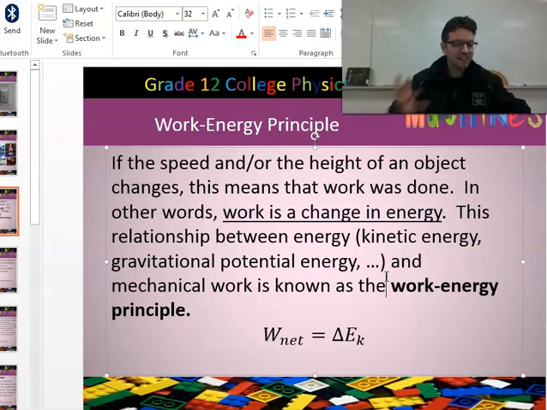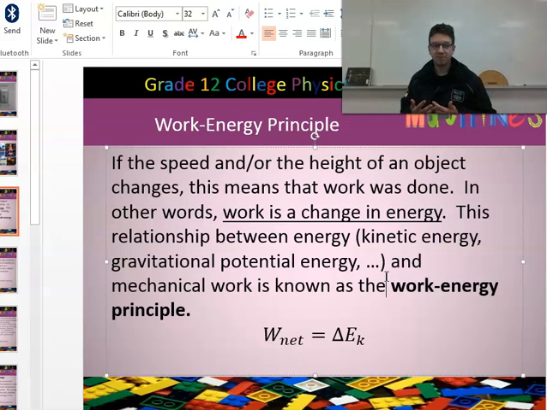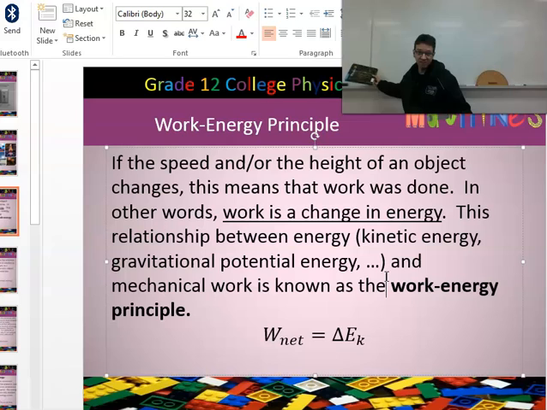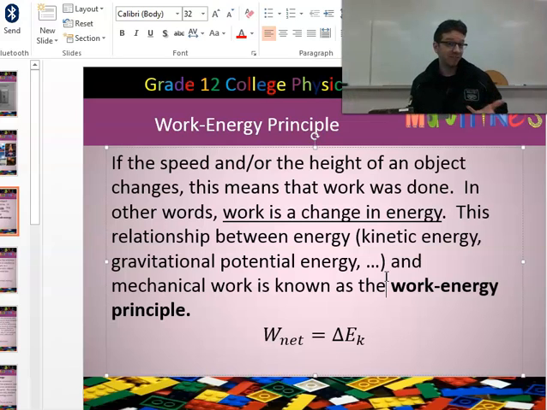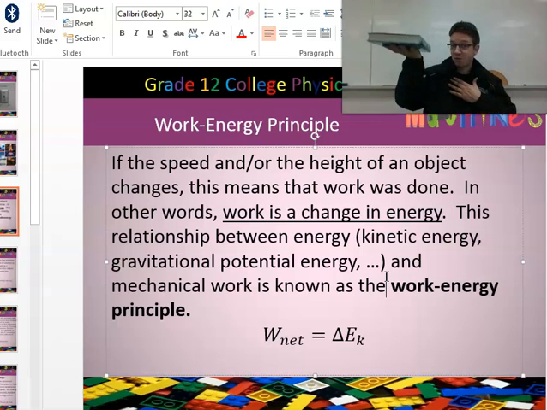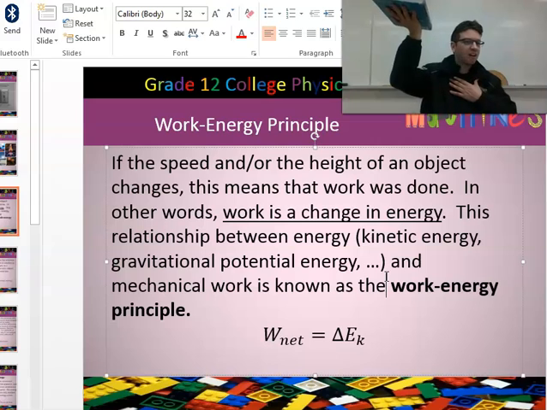So net work can either remove or give energy to a system. Now work can give different types of energy, not just kinetic energy. If we're being specific about the type of work we're talking about, like the work I'm doing on this book, that work is positive, but in this case I'm not giving it kinetic energy, I'm giving it gravitational potential energy.